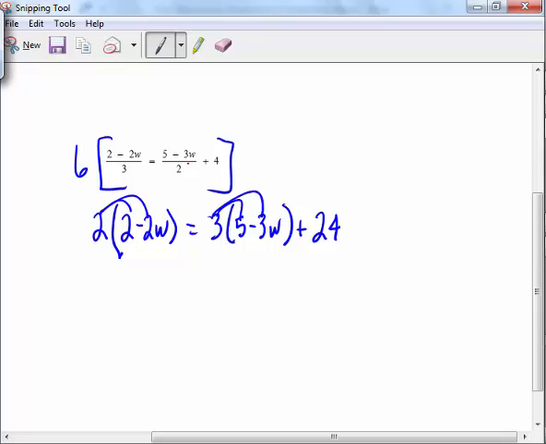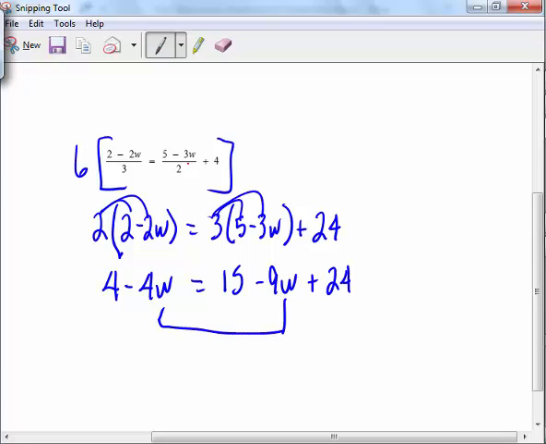Distribute the parentheses, you get 4 minus 4w equals 15 minus 9w plus 24. 9w on this side is positive 9w on the other side. 9 minus 4 is 5w equals, move the 4 over to the other side. 15 and 24 minus 4 is 35. W is 7. Let's check our work.